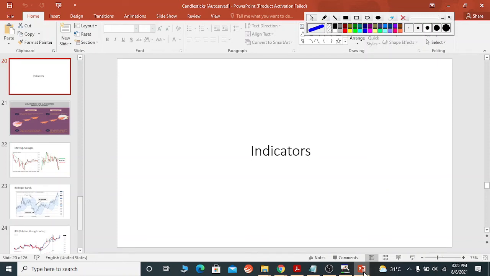Today the topic for the session is going to be indicators. And can someone just give a one-liner answer about indicators? What are indicators and how do we use them? Or just name a few indicators which you might know. Just a one-liner answer. Anyone?